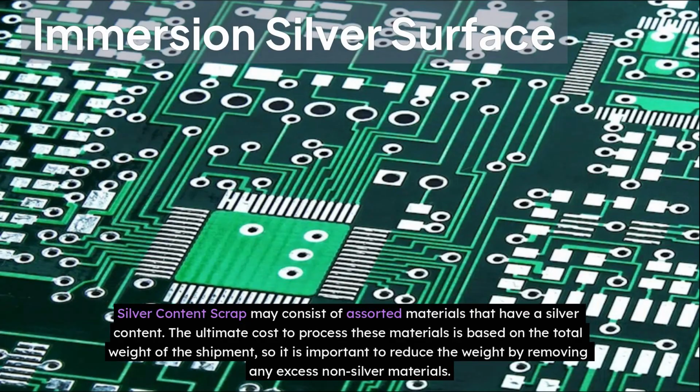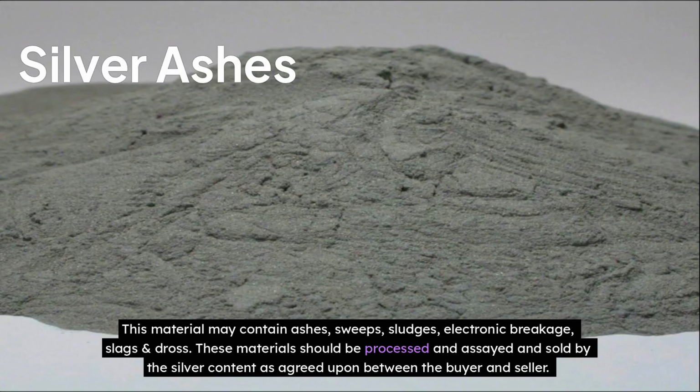Silver content scrap may consist of assorted materials that have a silver content. The ultimate cost to process these materials is based on the total weight of the shipment, so it is important to reduce the weight by removing any excess non-silver materials. This material may contain ashes, sweeps, sludges, electronic breakage, slags and dross. These materials should be processed and assayed and sold by the silver content as agreed upon between the buyer and seller.